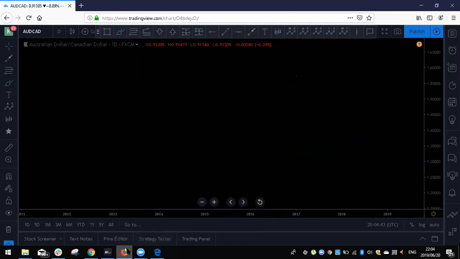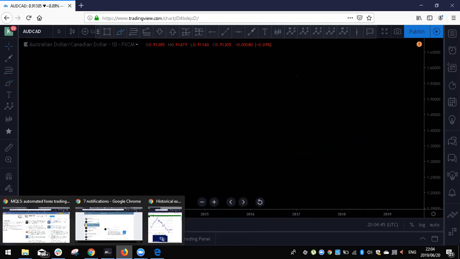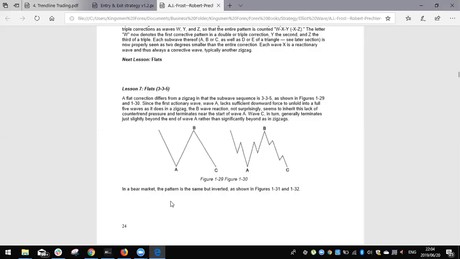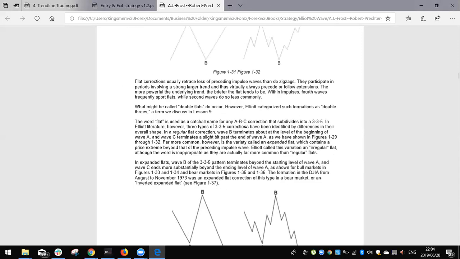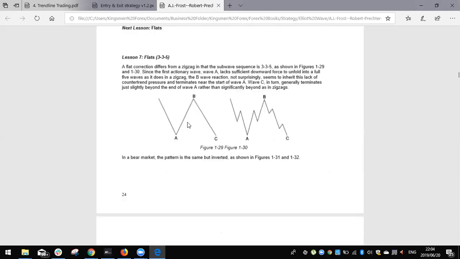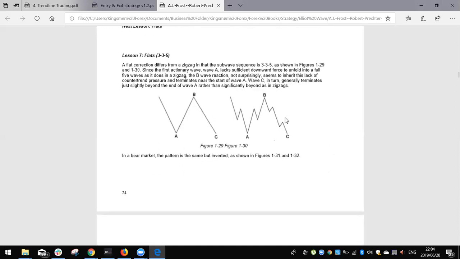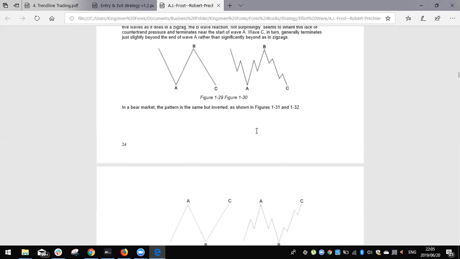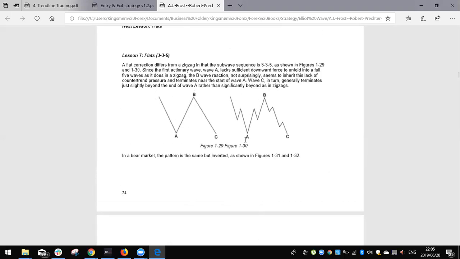Let's go back to the book. There are a few variations of this flat correction. You have the regular flat where your point B is at the same level as the beginning of wave A. Then wave C is the same as wave A, same level. It's a regular flat.